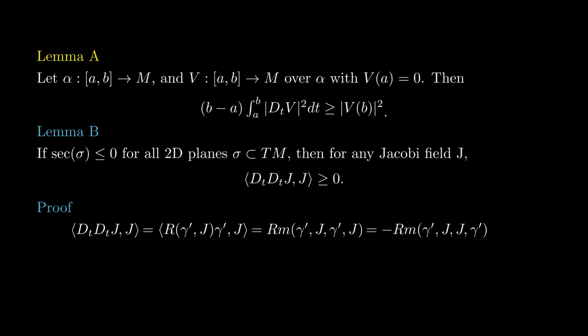Now there are two cases to consider. If gamma prime and J are linearly dependent, this is 0 by the symmetries of the curvature tensor. If they are linearly independent, this quantity is minus the sectional curvature of the two-dimensional plane they live in times the area of the parallelogram they span. In either case, this is greater or equal than 0.